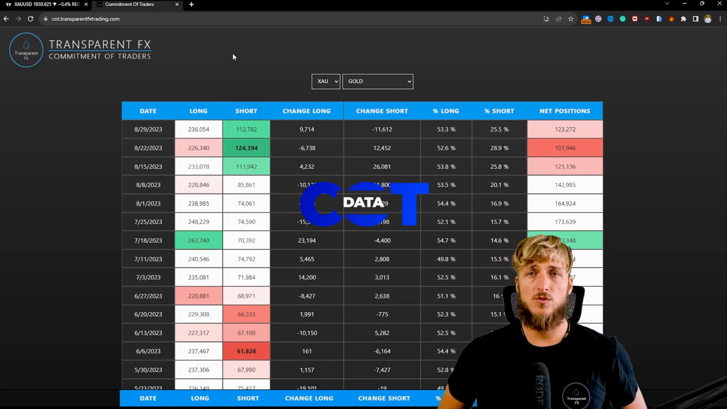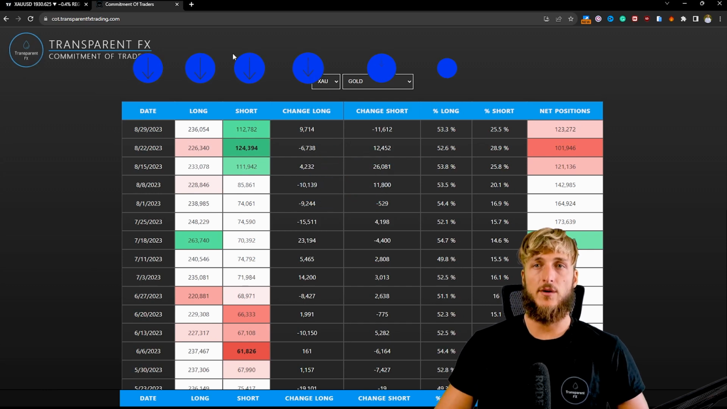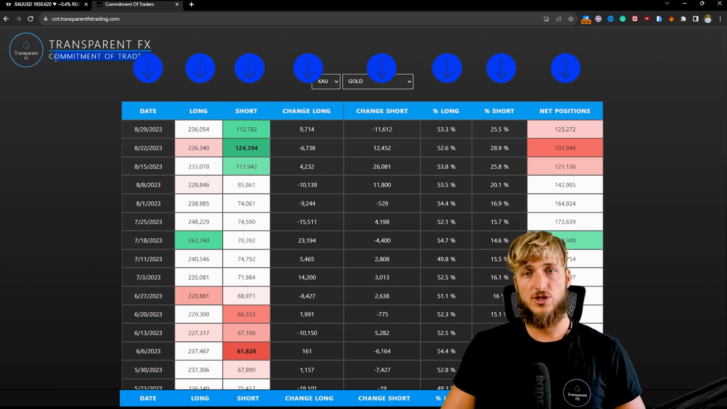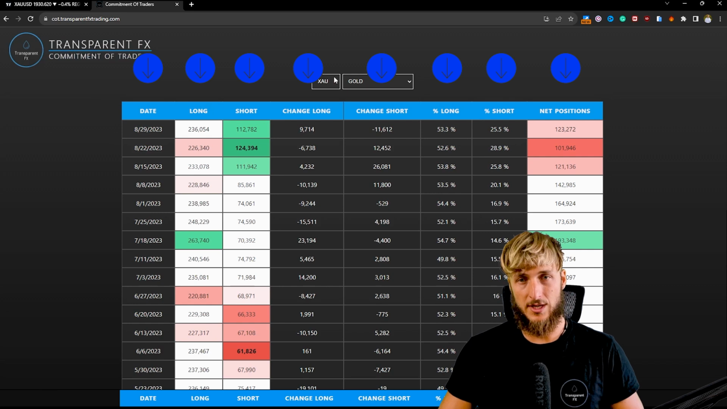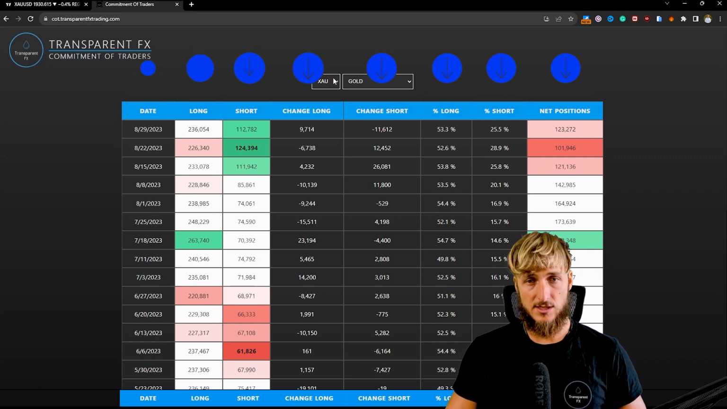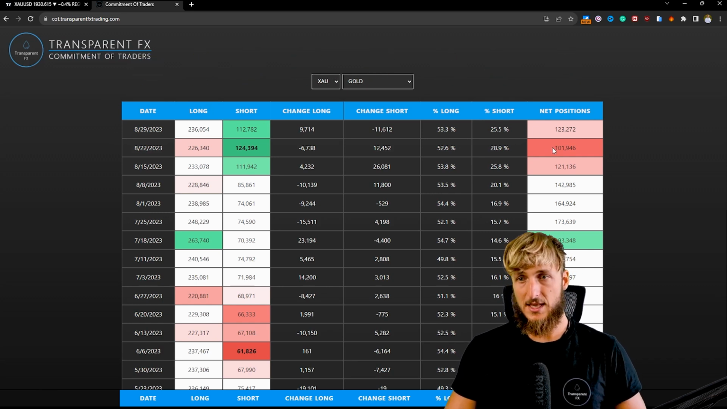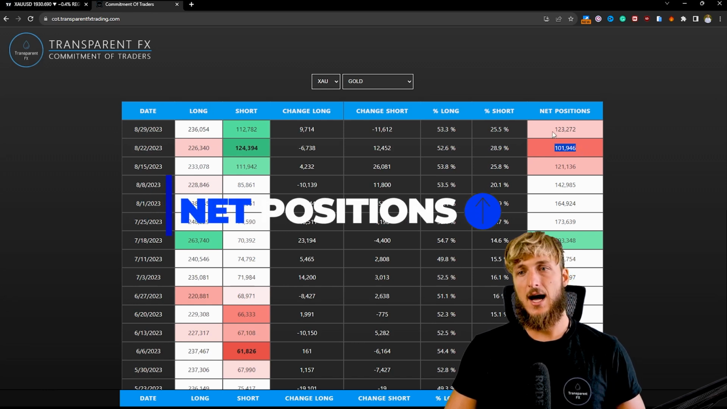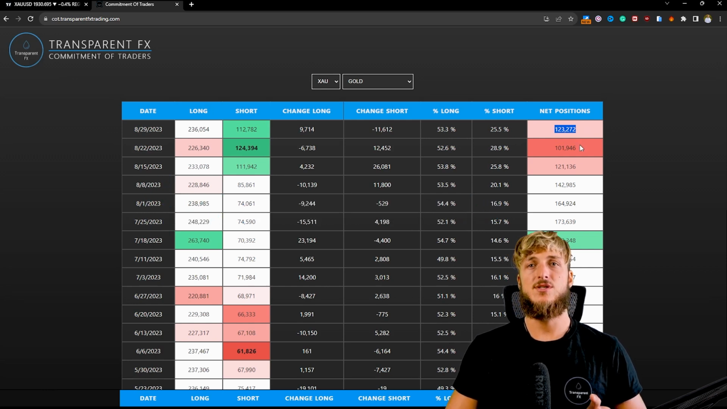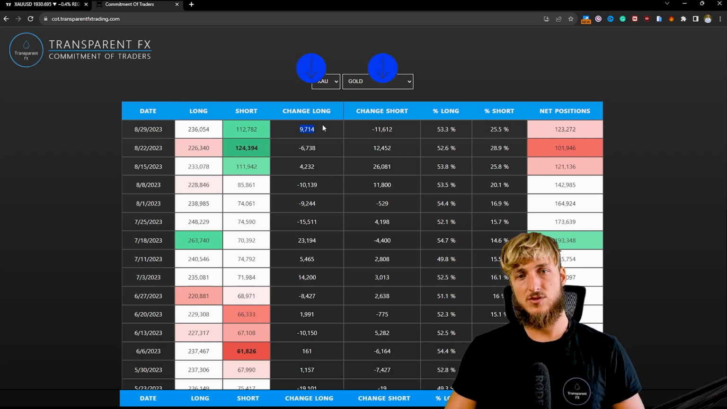Because if we go and see what we have when it comes to the commitment of traders, so the COT data, which is essentially what hedge funds are doing in the market, and we check the data precisely for gold, we can see how with the last report, we went from having 101.9k net positions up to 123.27k net positions. Now, this is a massive increase of the net positioning, with 9,700 longs added with the last report and 11,600 shorts getting closed.